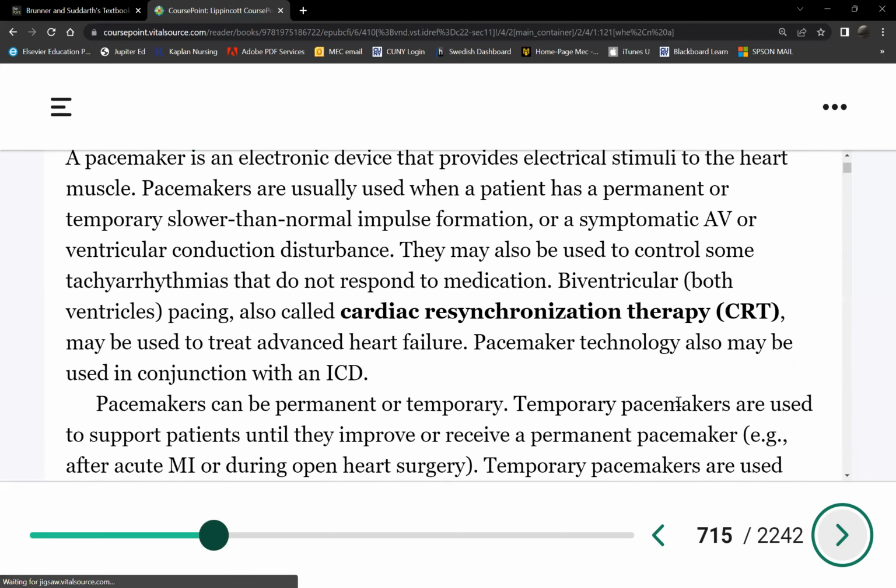Pacemakers. So who gets pacemakers again? Third degree, definitely. Who else?